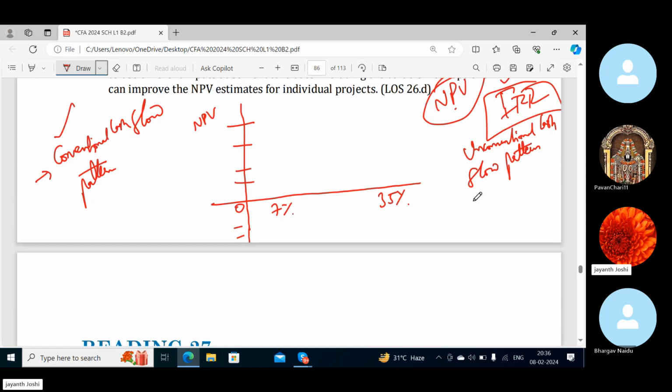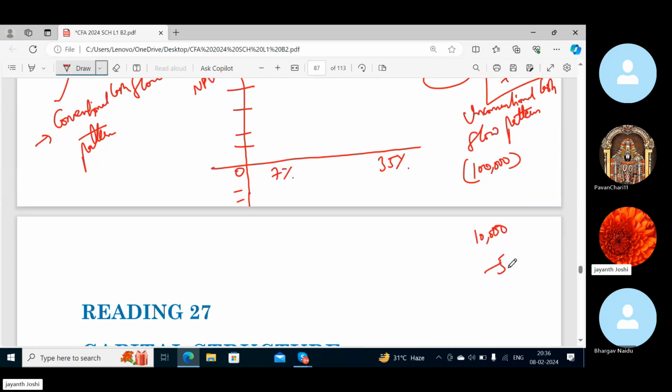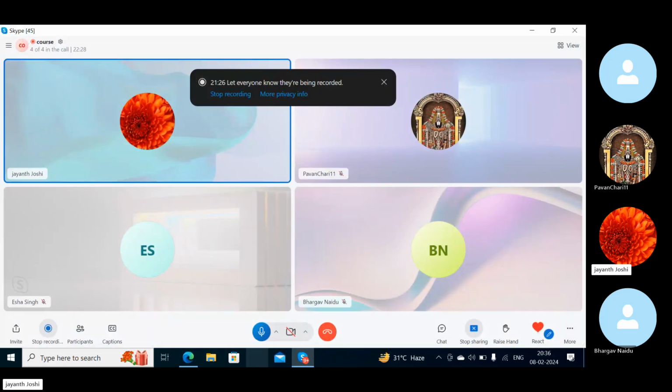Let's say the investment in the project is $100,000 and the first year the cash flow is 10,000. The second year cash flow is minus 5,000. Just a second.